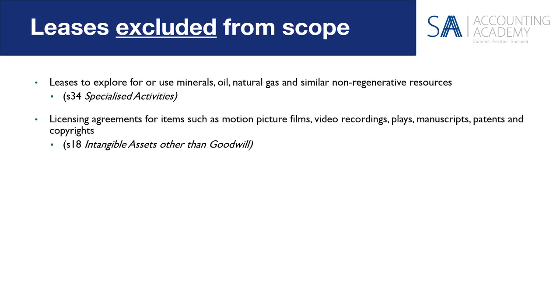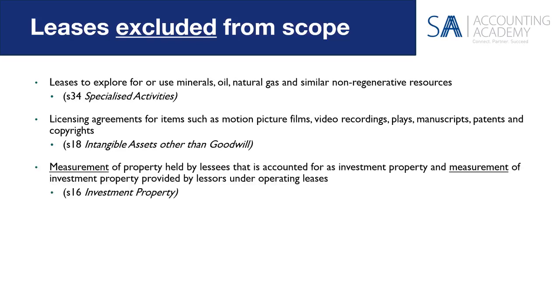Licensing agreements for items such as motion picture films, video recordings, plays, manuscripts, patents, and copyrights, those are effectively dealt with in terms of Section 18. All right, so those licensing agreements do not form part of the scope of Section 20. So even if we give someone the right of use of those motion picture films and video recordings, etc., those types of intangible assets we have to deal with in terms of Section 18 and not in Section 20.